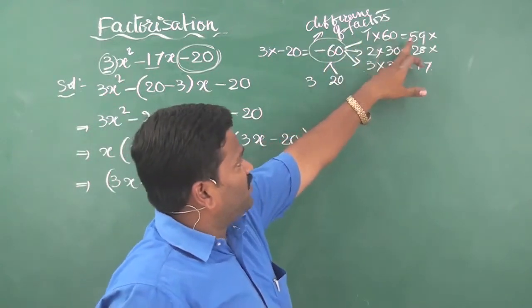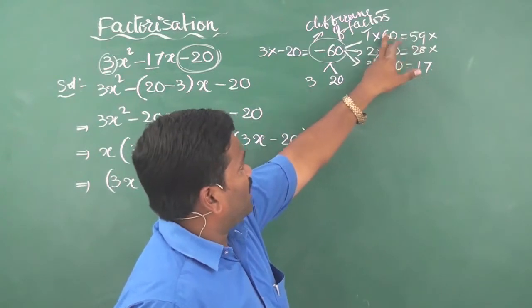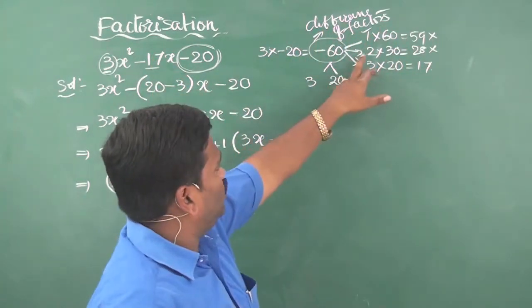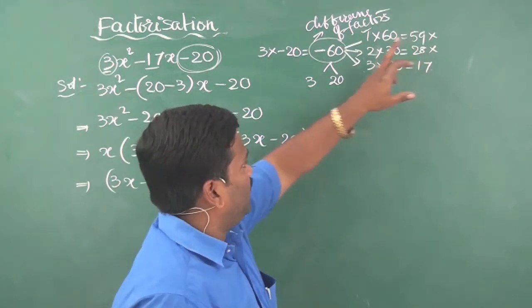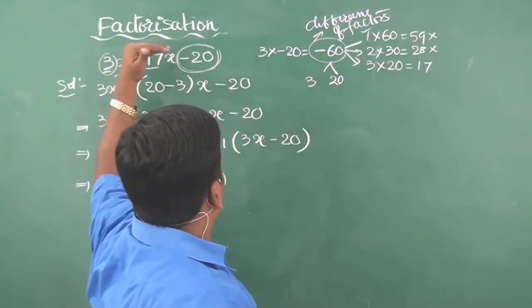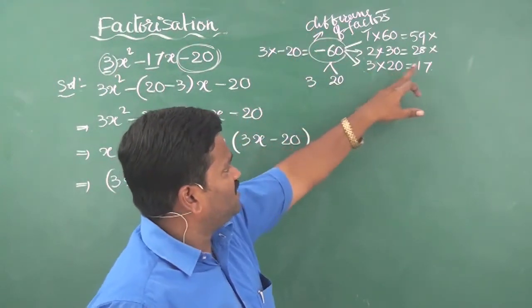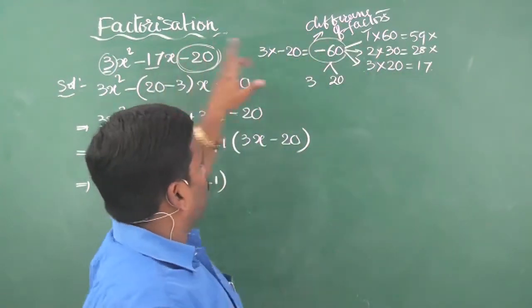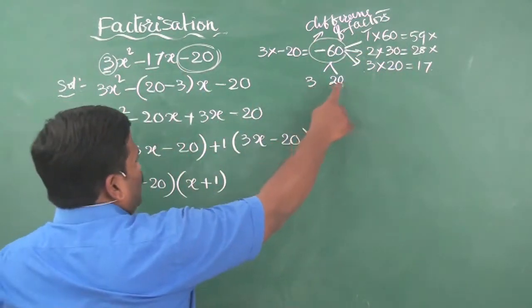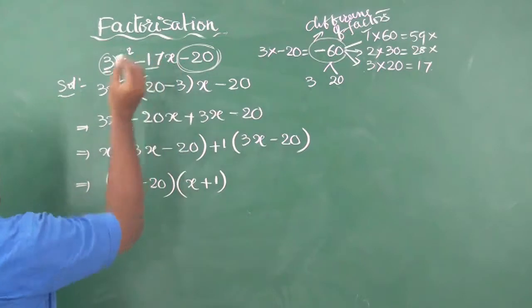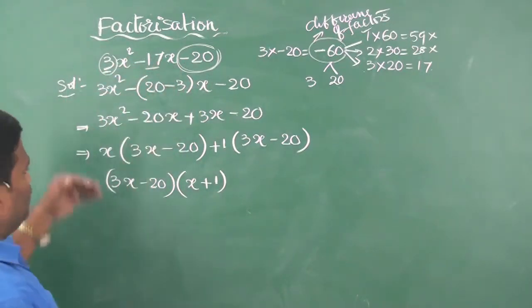1 into 60, difference is 59. Therefore, these are not appropriate factors for this problem. Another one is 2 into 30, difference is 28, which is not appropriate for this problem. The third one is 3 into 20, difference is 17, which is equal. Therefore, we should take only 3 and 20. In place of 17, let us take 20 minus 3.